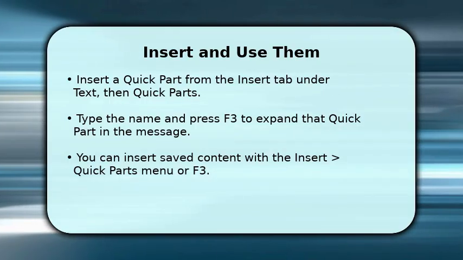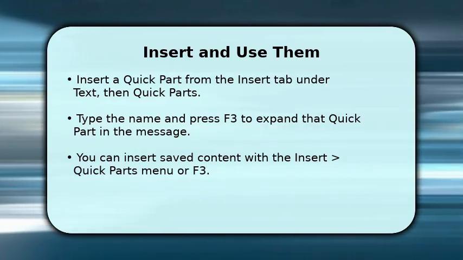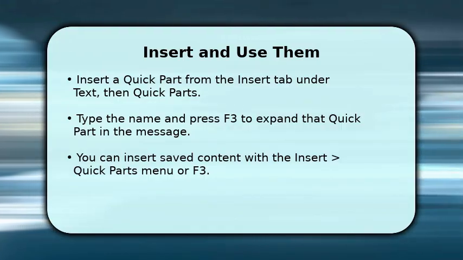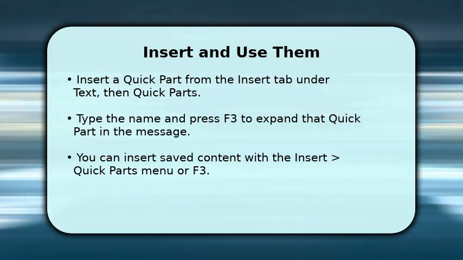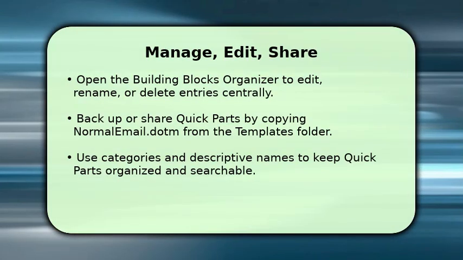Use the gallery for preview and right-click options to edit or delete entries when needed for faster message composition. To edit or remove entries, open the Insert tab, then Quick Parts, and choose Building Blocks Organizer. Select an entry to rename, edit properties, or delete it permanently from Normal.dotm.